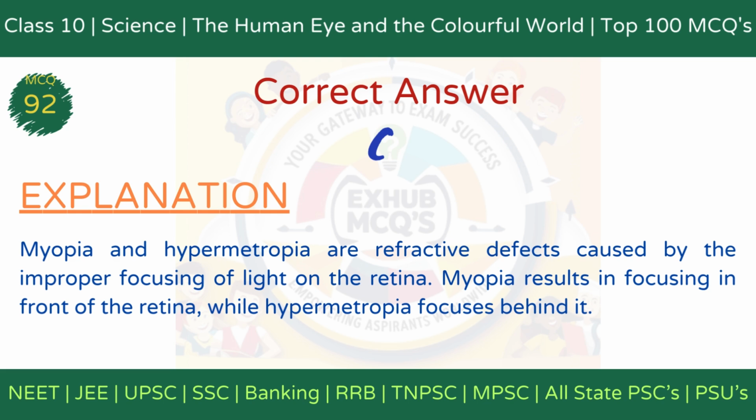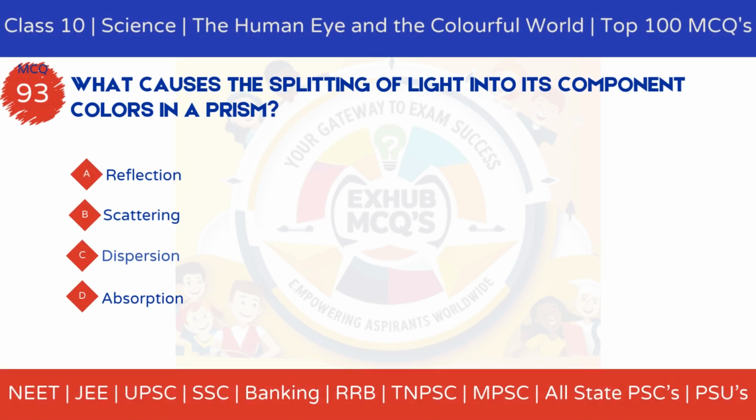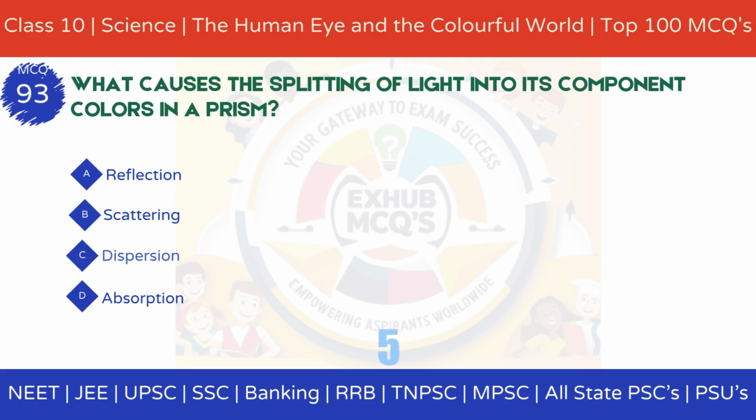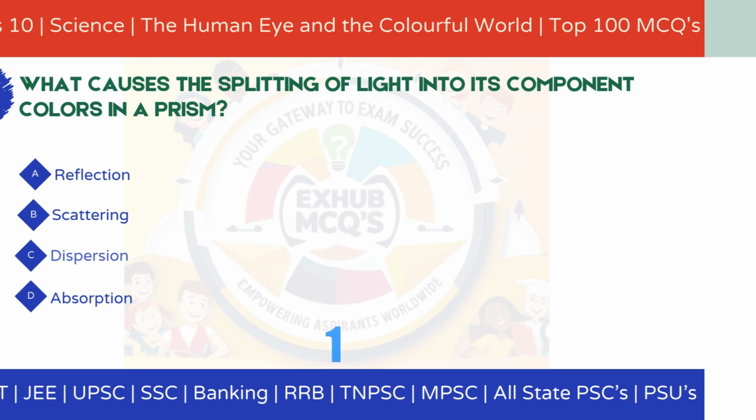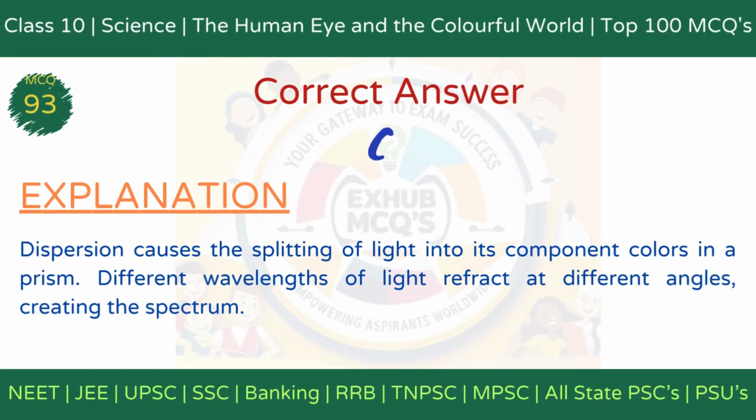MCQ 93, what causes the splitting of light into its component colors in a prism? Option A, reflection. Option B, scattering. Option C, dispersion. Option D, absorption. The correct answer is option C, dispersion. Explanation: dispersion occurs when light passes through a prism. Different wavelengths of light refract at different angles, splitting the light into its constituent colors, creating a spectrum.